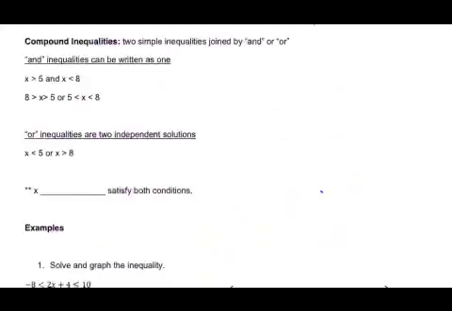We can join together 2 or more inequalities, and we call those compound inequalities. That's 2 simple inequalities joined by an and or an or. So we're going to look at different situations for these. For and inequalities, for instance, it can be written as 8 is greater than x is greater than 5, or 5 is less than x is less than 8. So we can put them all together with our inequality symbols. We can also write them separately. So x is greater than 5 and x is less than 8. So numbers that would fall in that category. So x would be between 5 and 8. And we know that it would not include 5 and 8 because it's not or equal to.